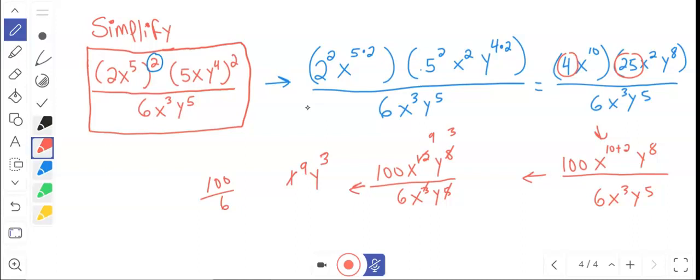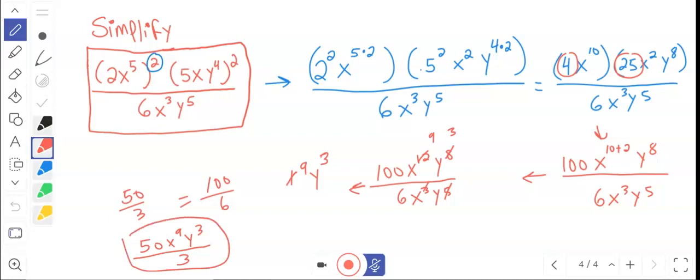Before I do the final part, I want to simplify 100 over 6 by dividing by 2, which is the best way I could do it here. Dividing that by 2 is simply 50 over 3. So when I put everything together, it'd be 50 x to the ninth, y to the third, over 3. And there you have it. That's the simplified version of all this. So that's how you do it, step by step, everything leading to this point.